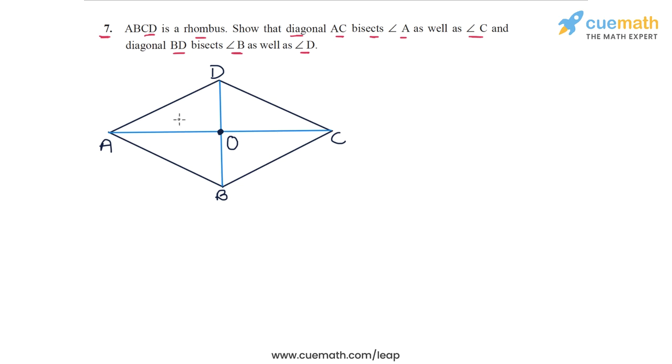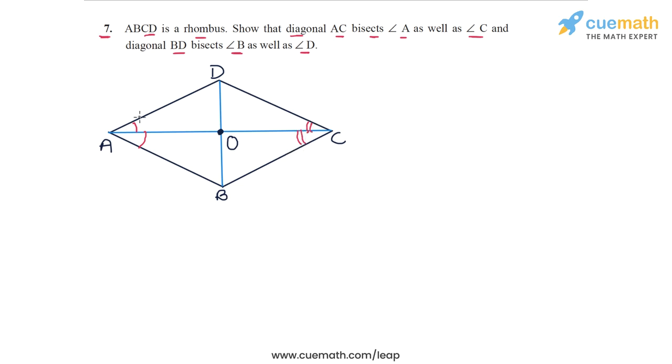In this figure that I've drawn, ABCD is a rhombus, and what we have to show is that the diagonals AC and BD bisect the corresponding angles. For example, AC bisects the angle at A, so these two angles should be equal, and AC also bisects the angle at C, so these two angles here should also be equal, and so on. So this is what we have to prove.